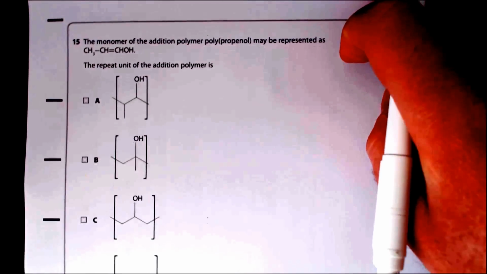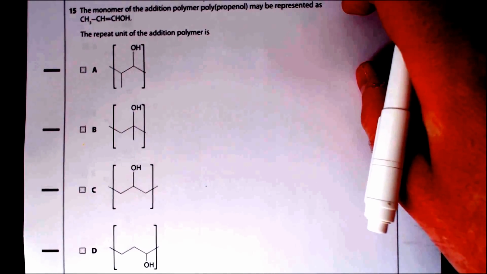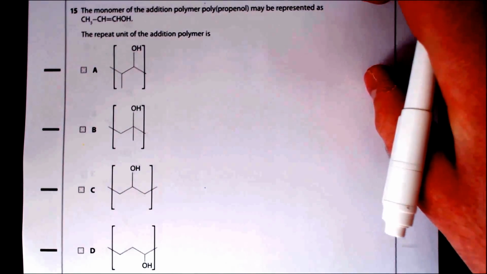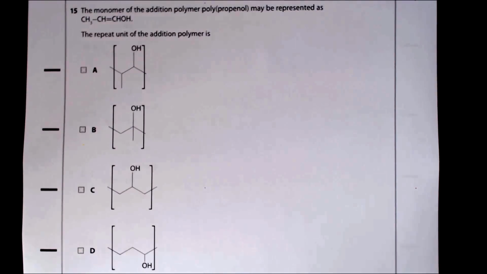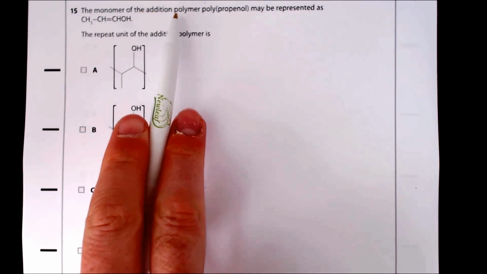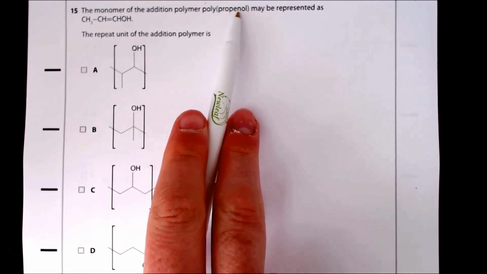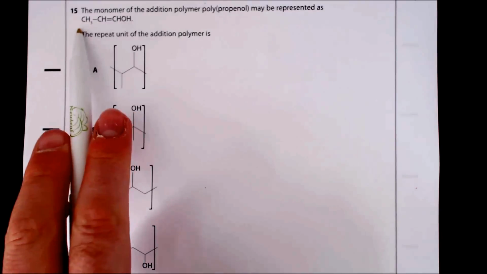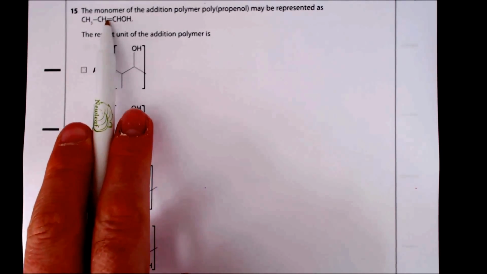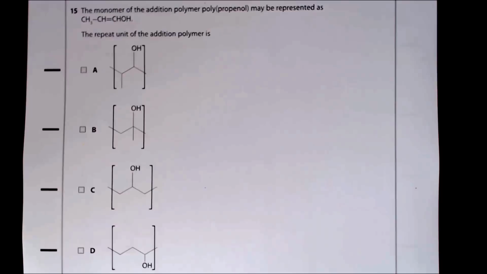So question 15, this is quite a big question, so let me just see if we can try and get as much of that as we can in the shot there. Okay, so it says the monomer of the addition polymer, polypropanol, may be represented as CH3CH double bond CHOH. The repeat unit of this addition polymer is.